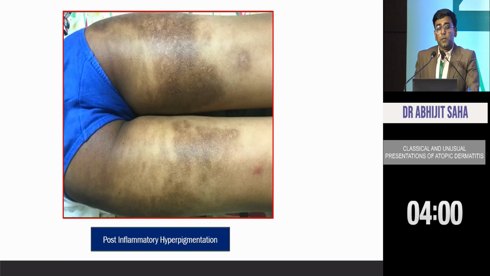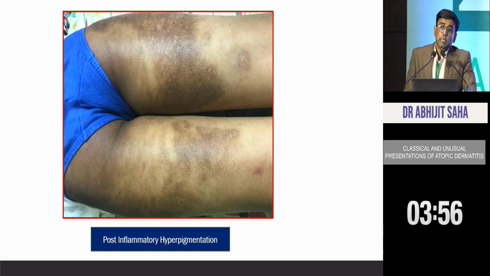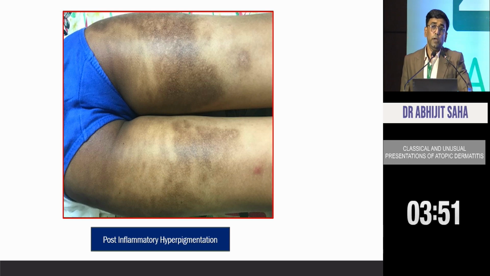Another very characteristic feature of AD in skin of color is that AD patients heal with hyper or hypopigmentation. You are bound to get a kind of dyspigmentation, either hyper or hypo.